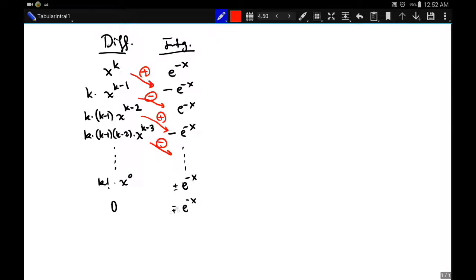So probably this term is going to be, let's say if this is plus, that will be minus. If this is minus, that will be plus. Eventually the opposite signs will take place here.